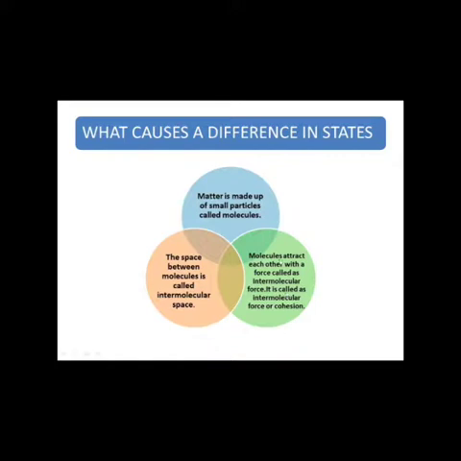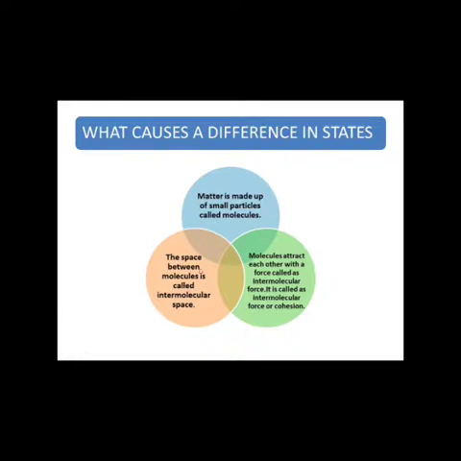The molecules of which the matter is made attract each other with a force that is called intermolecular force or cohesion. There is also some space between these molecules that is called intermolecular space. As we move further, you will be able to see that in the picture. Although we cannot see intermolecular force, we can see the space between the molecular arrangement in the solids. So remember that.